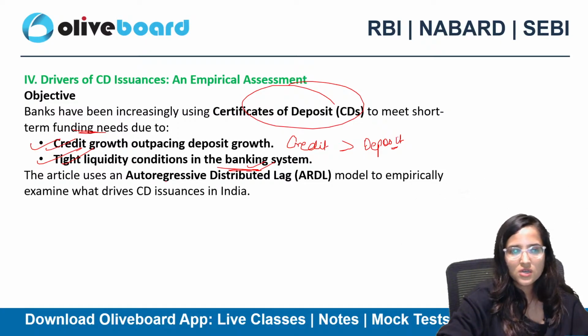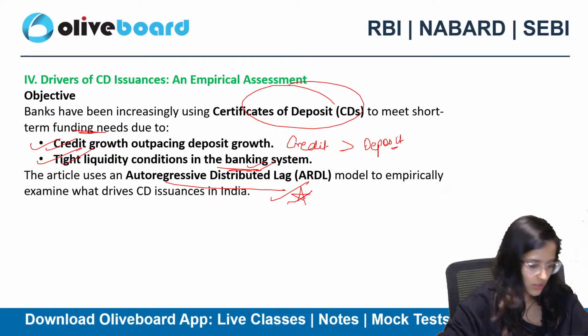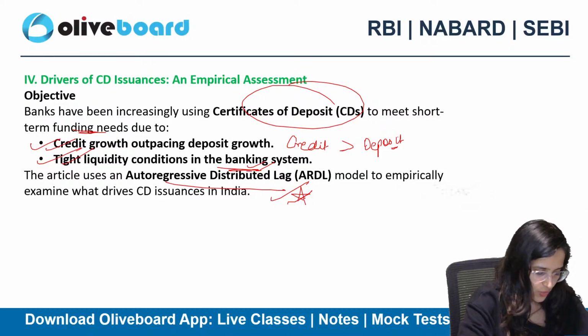The article uses an auto-regressive distributed lag model. You don't need to know the details about this. Okay?